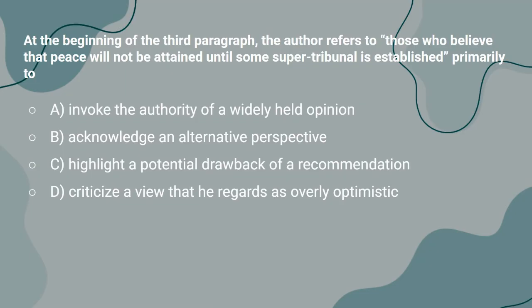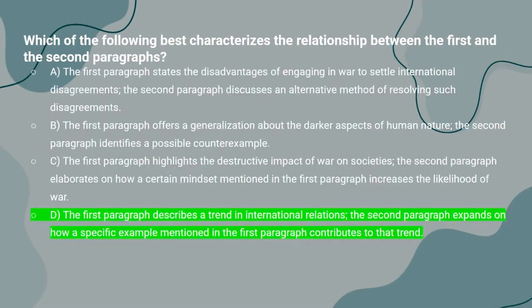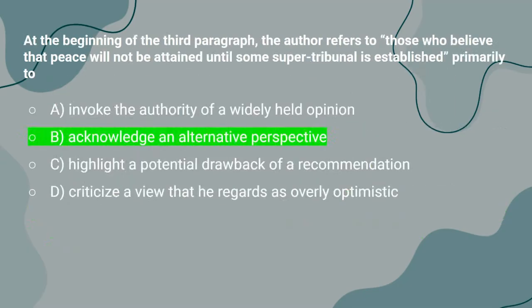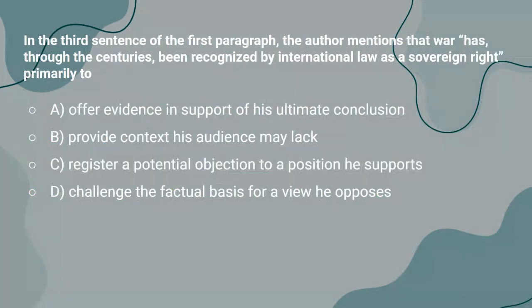C, highlight a potential drawback. This is not really what it's going to be. There's no drawback that he's highlighting. Or D, criticize a view that he regards as overly optimistic. So I'd say B and D are good answers, and you'd have to reread the document to understand why it's going to be B that is the correct answer. However, we're going to actually do that then and understand this.